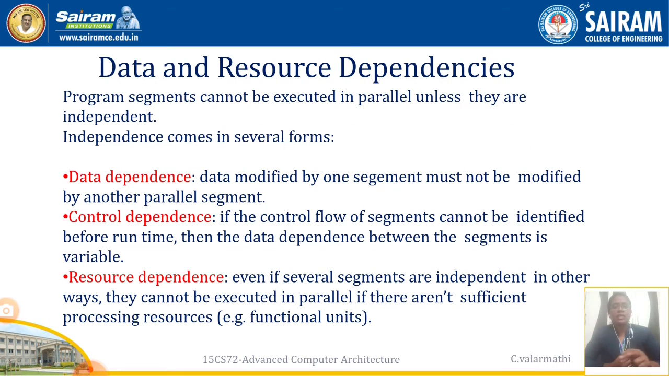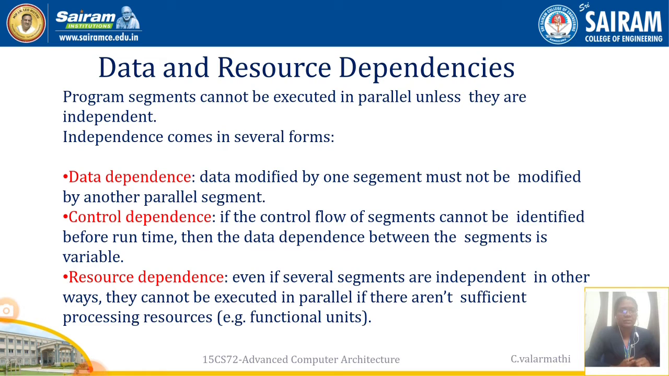Then data and resource dependencies. When you go and see the parallelism, the conditions required for parallelism mean we need to learn about the data dependency and resource dependency. Likewise, these dependencies are divided into some forms. The main three forms are, first one is data dependency, second one is control dependency, and third one is resource dependency.